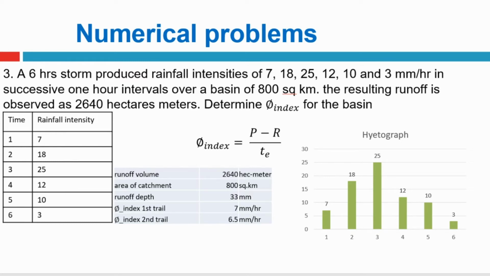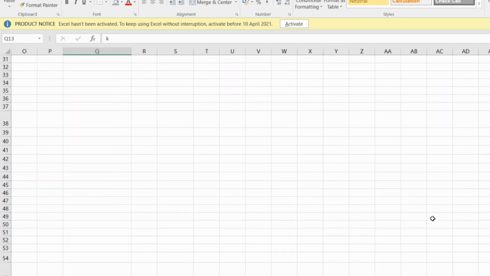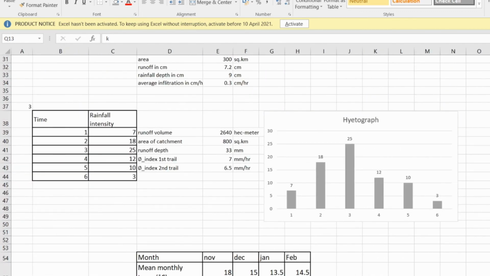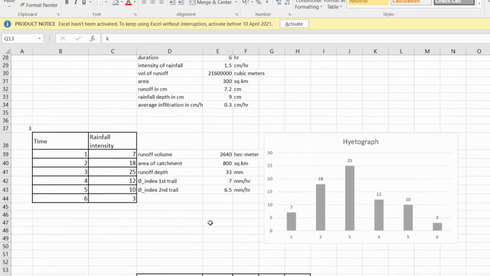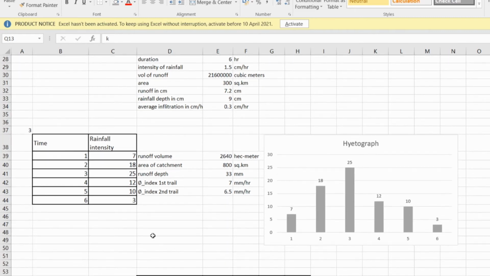Now let us look into the Excel sheet so that we can solve the problem. I hope this is visible to you now. This is the area where I have solved my problem. You can see only this much area.